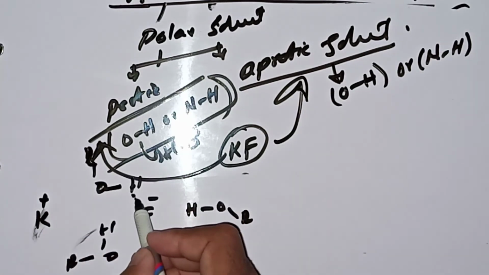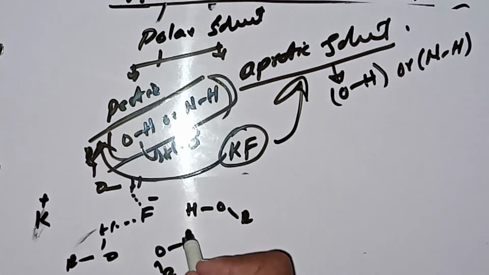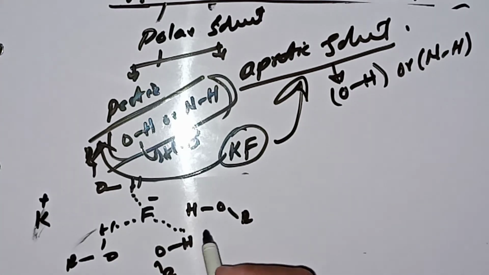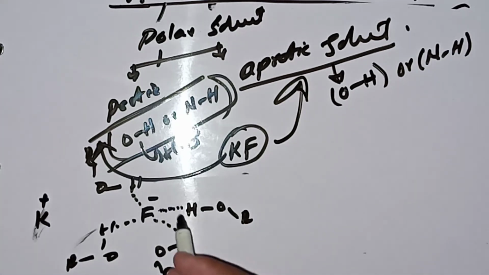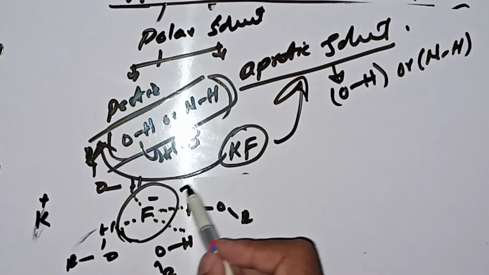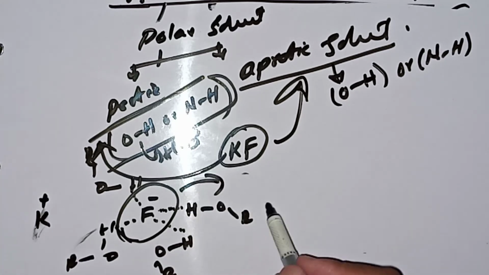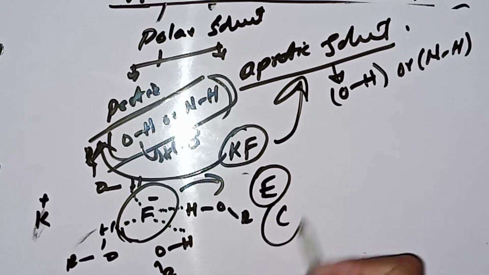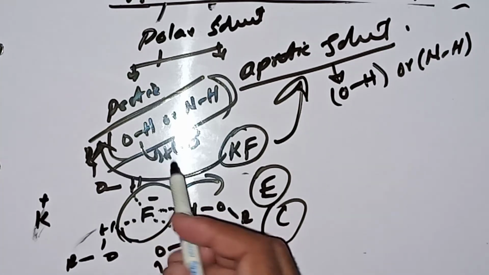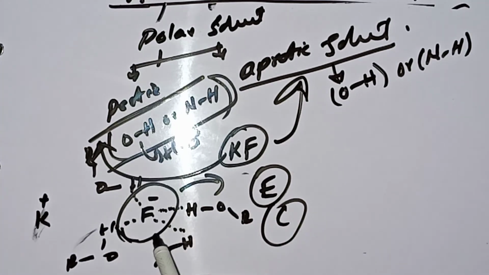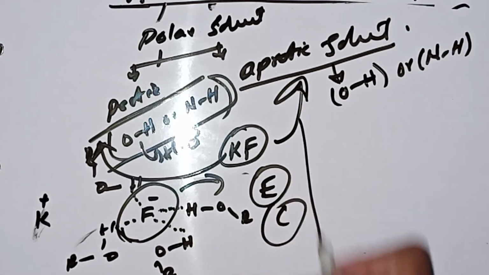So hydrogen bonding will be produced between the hydrogen of the protic solvent, ROH, and the negative species, the fluoride ion. It means the fluoride ion will be solvated, and it will show less reactivity to the electrophilic carbon. So in a protic solvent, this nucleophile will act as a poor or weak nucleophile.